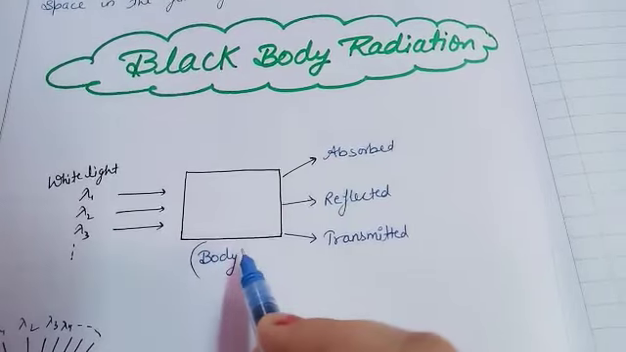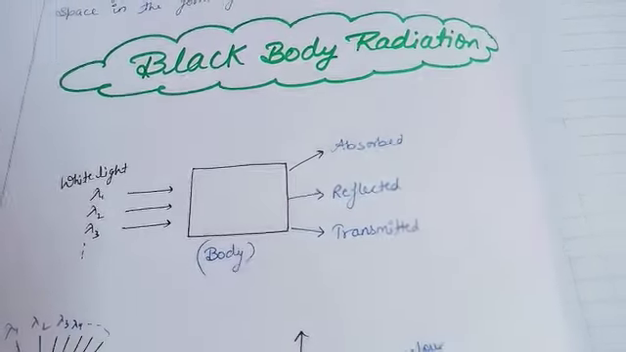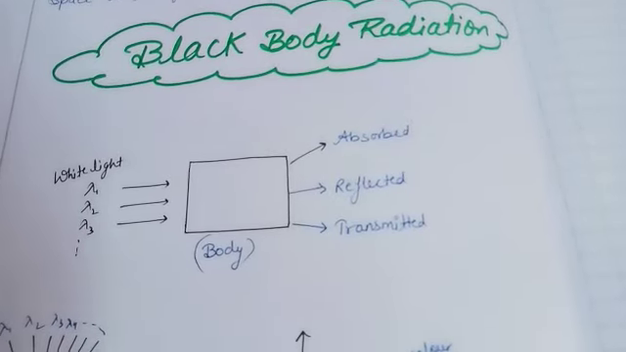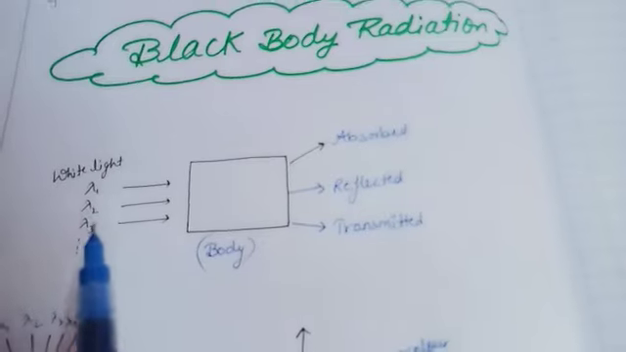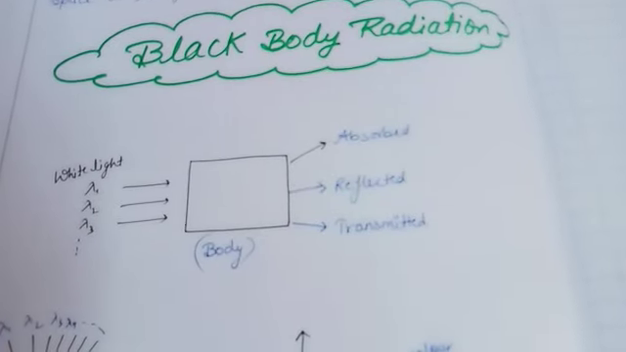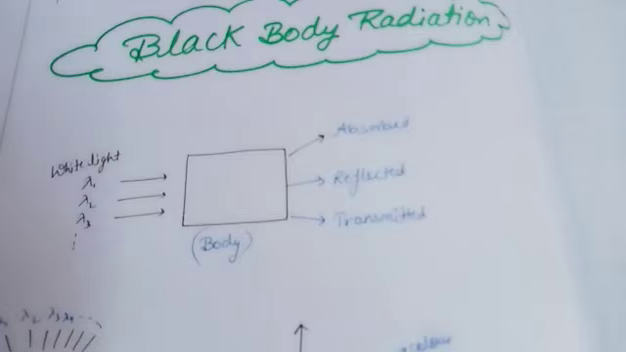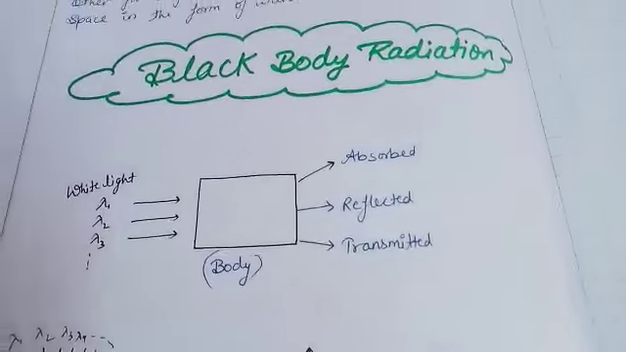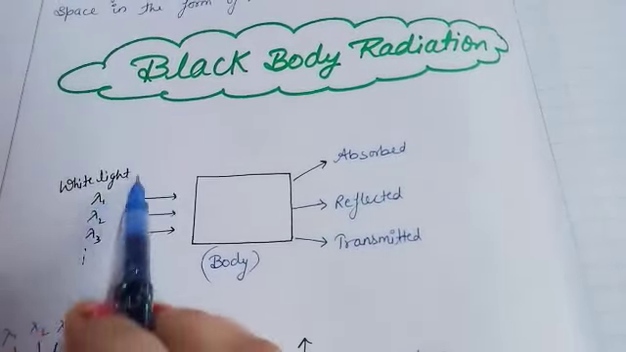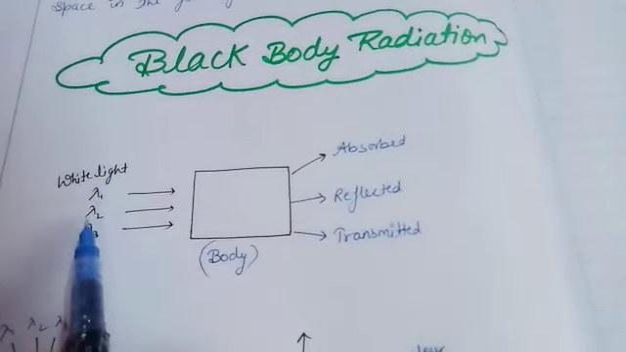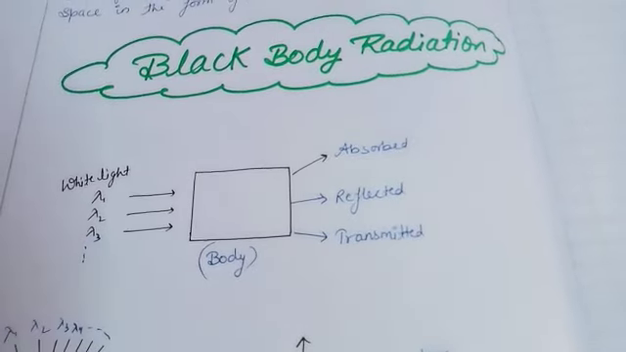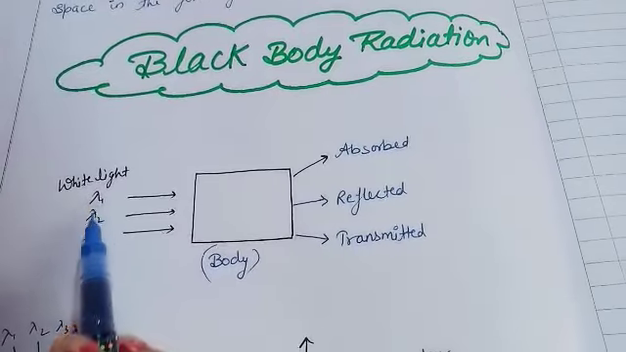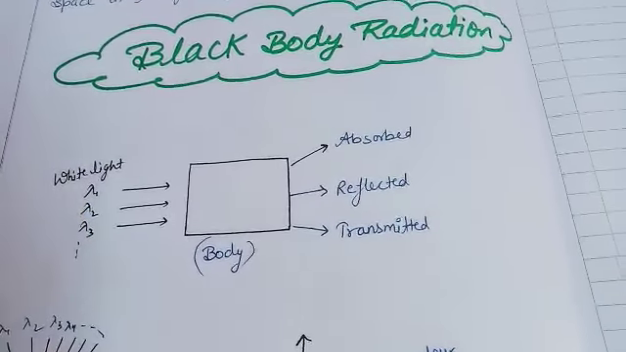Any body you can take is matter, because matter is anything which occupies space and has mass. We have already studied in earlier classes that when we pass light through a prism, it gives VIBGYOR, because it is split into different colors. Why does it happen? Because white light has different wavelengths. It emits radiations of different wavelengths, lambda 1, lambda 2, lambda 3.